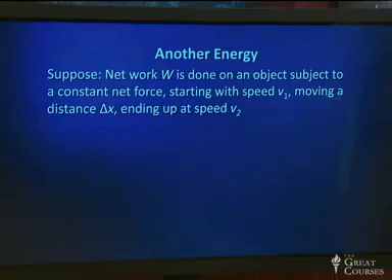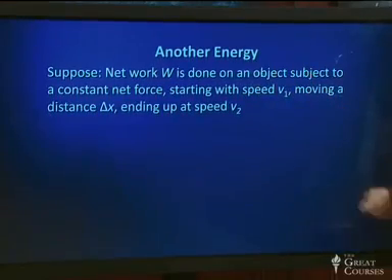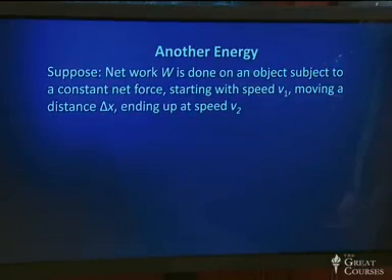So here's the issue. Suppose I've got an object subject to a constant net force. It starts at some speed, which I'll call v1. I move it a distance delta x, and at the end of that distance, it ends up at some speed v2.